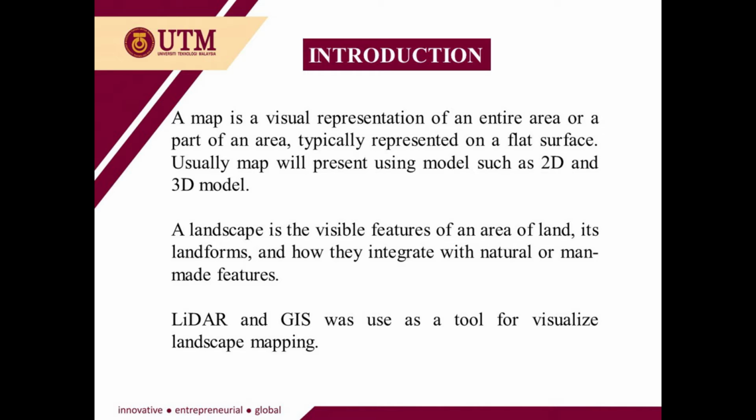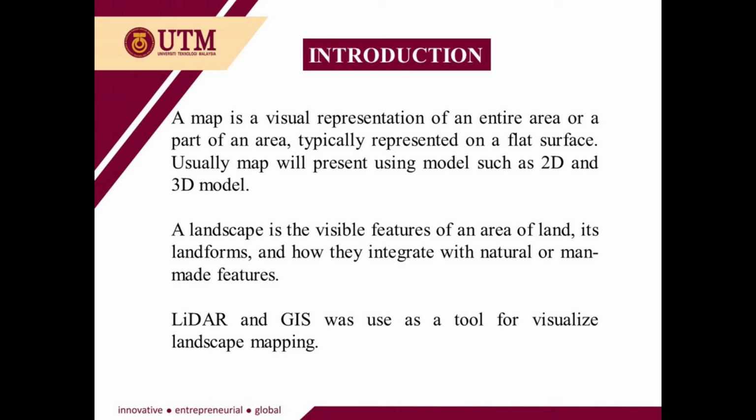A map is a visual representation of an entire area or a part of an area, typically represented on a flat surface. Usually, a map will be presented using models such as 2D and 3D models. A landscape is the visual features of an area of land. It is landform and how they integrate with nature and man-made features.